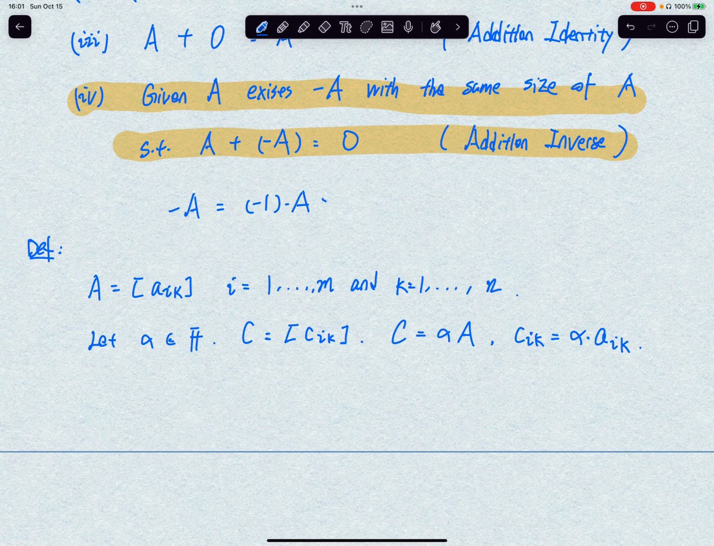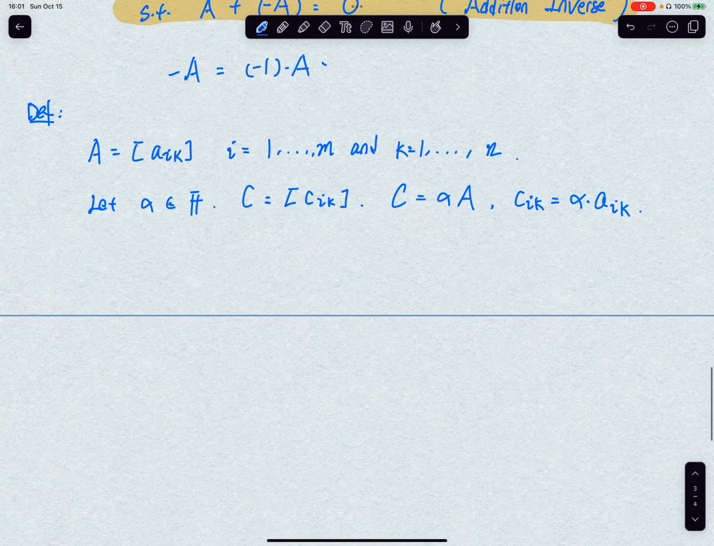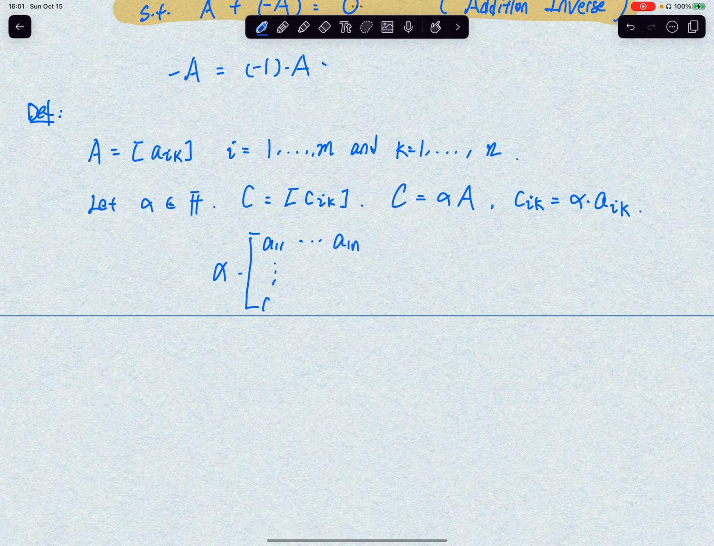And the operation of forming the product of a matrix by a scalar is called the multiplication of the matrix by a scalar. So in matrix form, we can say that alpha times the matrix with entries A11 up to A1n, down to AM1 to AMN, actually equals the matrix with entries alpha times A11 up to alpha times A1n, down to alpha times AM1 to alpha times AMN.